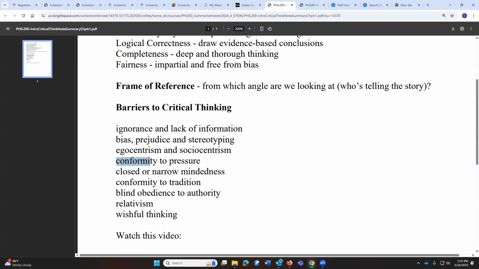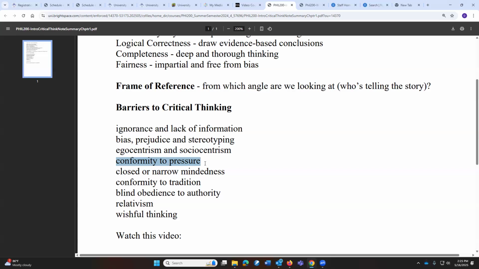Conformity to pressure, peer pressure, right? Everybody making us feel like we have to do it this way. Parents, family, friends, fellow students, teachers. Well, you see, human beings have this natural tendency to want to feel like they belong, like they're accepted to a group. And sometimes that means we're willing to compromise ourselves in order to fit in. Fitting in is a nice feeling.